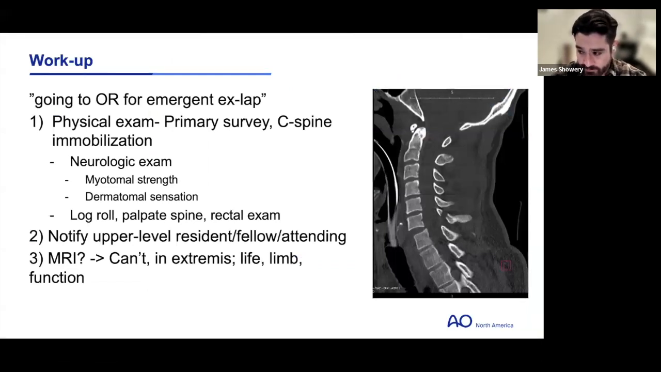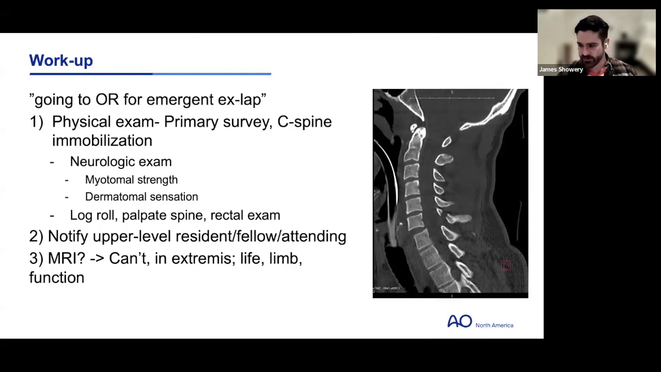Nice. So the trauma resident says, "Hey, this patient's going to the OR emergently for an XLAP. What do we do?" So I would say for any resident in that scenario, first thing you need to do is go get a physical exam, right? Don't trust what they just told you. Go examine the person yourself to understand what's going on. So that includes your primary survey, just looking at them, right? You want to immobilize their cervical spine, whether that means making sure they have a collar on or sandbags on the sides of their head to limit motion.